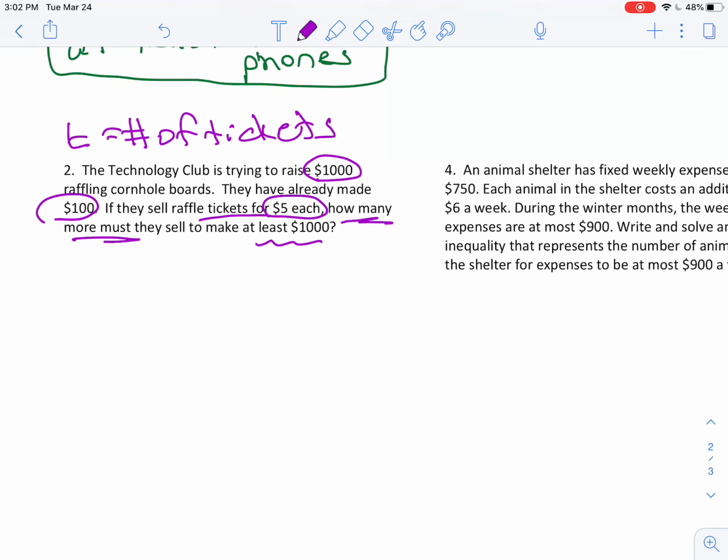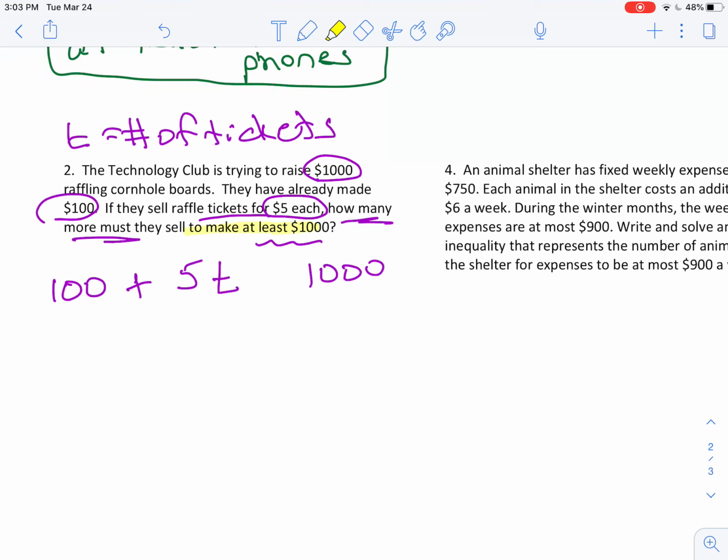We define the variable first. I'm going to use T. You can put the number of raffle tickets if you'd like. All right, so let's see what's happening. They're trying to raise $1,000. They've already made $100, so they have $100 sitting there in their bank account or in their hand. And then that amount's going to increase by $5 every time they sell a ticket. And they want to make at least $1,000.